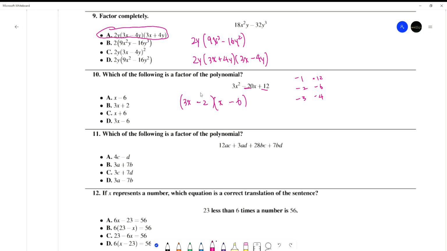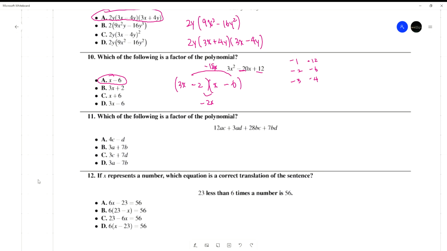Let's see what the outer is. The outer here is negative 18 and the inner is negative 2x. And you can see that adds up to negative 20x. Alright, so I don't see a 3x minus 2. I see an x minus 6 here. Answer choice A is the correct answer.